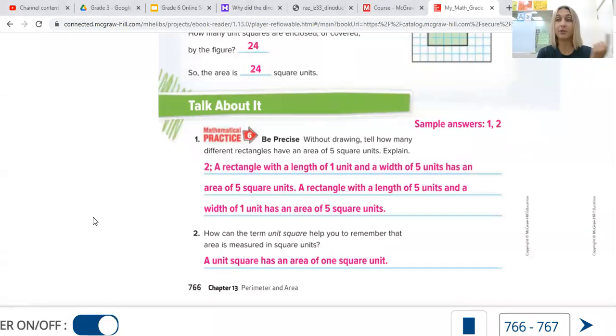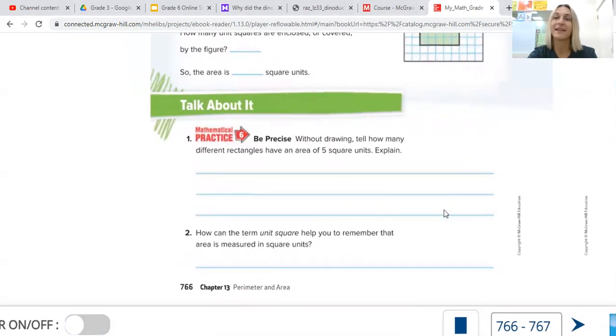That is because a unit square has an area of 1 square unit. So then when we add them all up, we know our total is in square units when it's more than 1. Now you don't need to write all of this, but you should have that answer 2 here. Okay, let's turn this off and then we'll go over here.